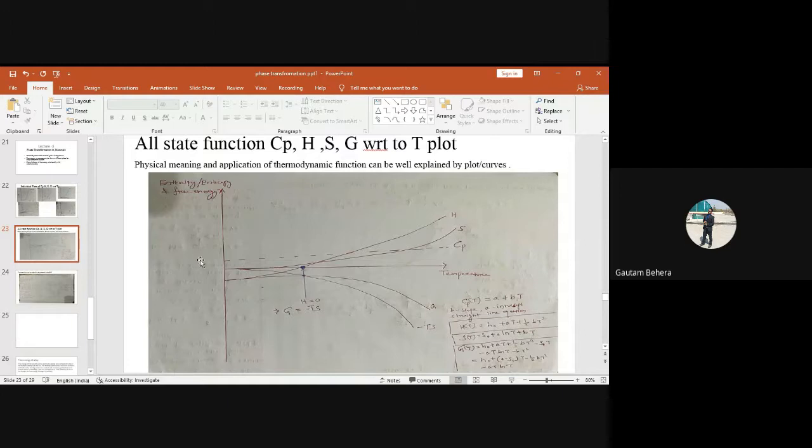Similarly, look at the entropy curve. Entropy is either 0 or positive, right? So the entropy curve will be this one. This is the entropy curve. It starts from 0, for example, and with increasing temperature, it becomes positive and more positive, right?